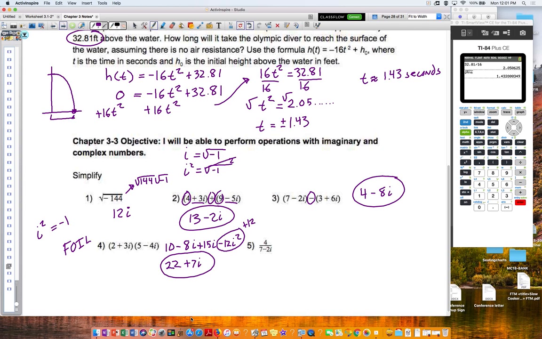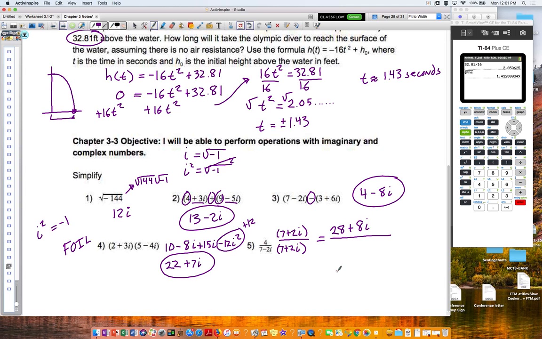All right, let's take a look at the last one. The last one is we can't have i's in the denominator. So when we're dividing, we multiply the top and bottom by the conjugate. So we'll multiply the top and bottom by 7 plus 2i. So when I multiply the top, we get 28 plus 8i.